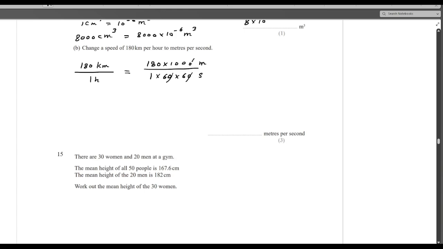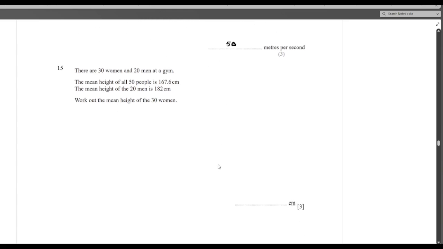Now this 0 I will cancel, or you can use your calculator. In your calculator it is 1800 divided by 6 times 6, which is 36. So your answer is 50. So here the result is 50 meter per second. So 50 meter per second is your speed.